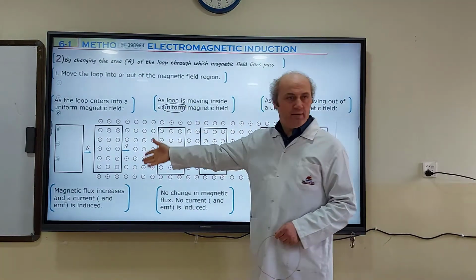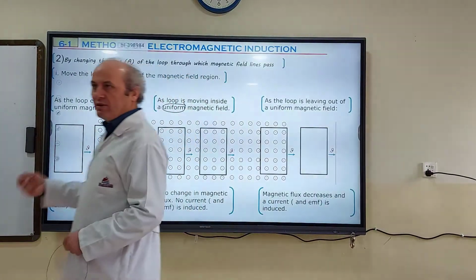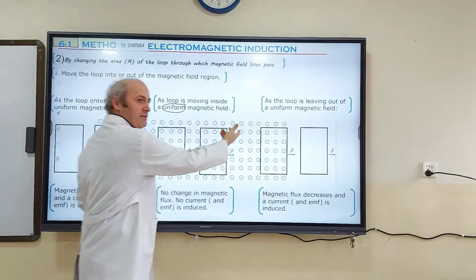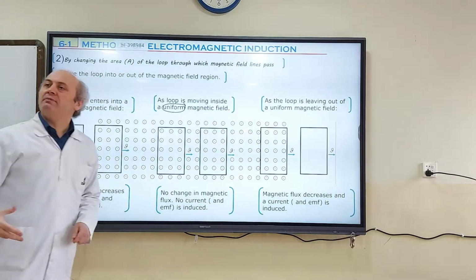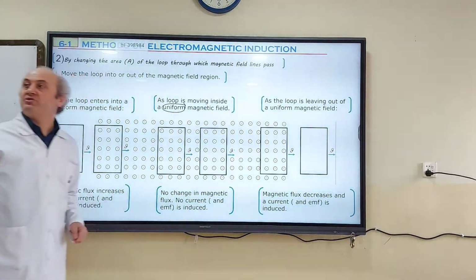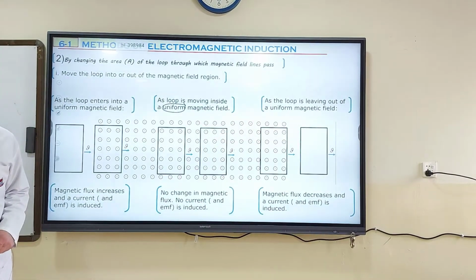How do I get it? Look at the separation between the dots. Separation between the dots is the same everywhere. So this indicates that the magnetic field is uniform in this region, and constant in magnitude.